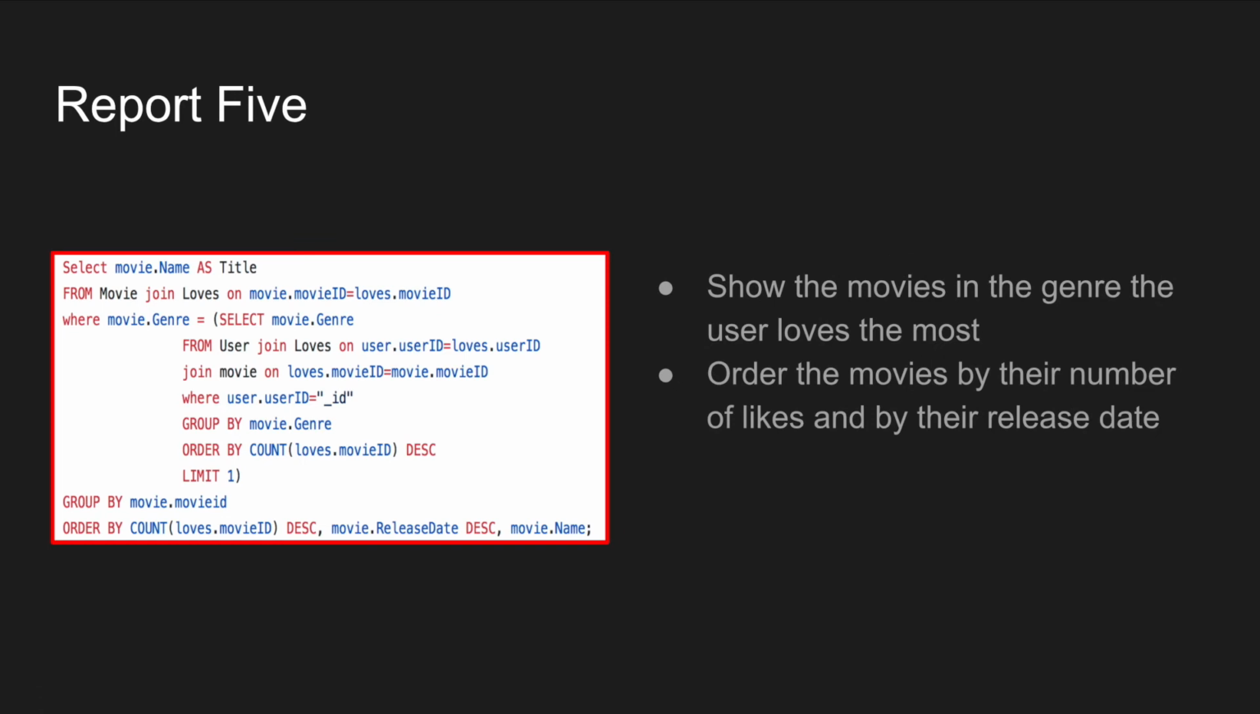This fifth report shows the movies in the genre that the user loves the most. So it finds the genre that the user loves the most movies in, and then will select all the movies in that genre and order them by the number of loves that other users have given the movies, and also by the movie's release date and the movie name. And this report is very useful for recommending movies to a user, because if they like a genre a lot, then they'll probably like other movies in that genre that other users love. And that is why this report will be very useful.